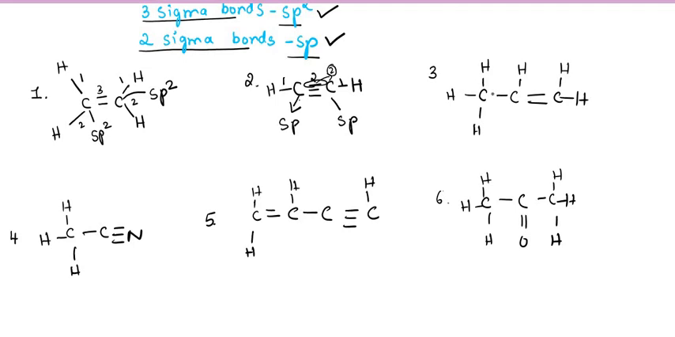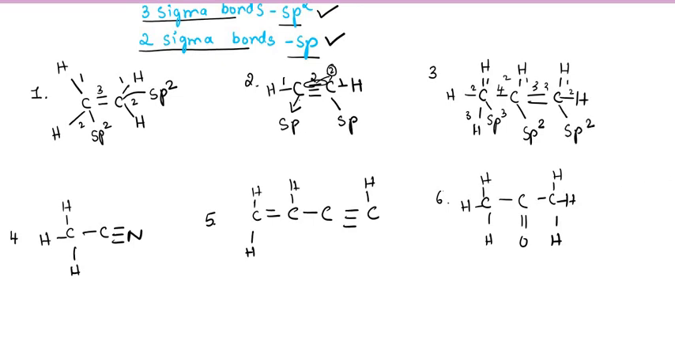For the third question as well, for the first carbon the number of sigma bonds is 1, 2, 3 and 4. So if it is 4, it is sp3. For the second carbon, how many sigma bonds are there? 1, 2, 3. If there are 3 sigma bonds, it is sp2. And for this carbon as well, we will see that it is 1, 2, 3. If there are 3 sigma bonds, it is sp2.